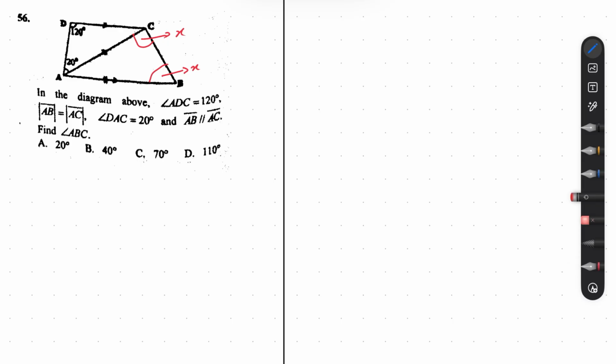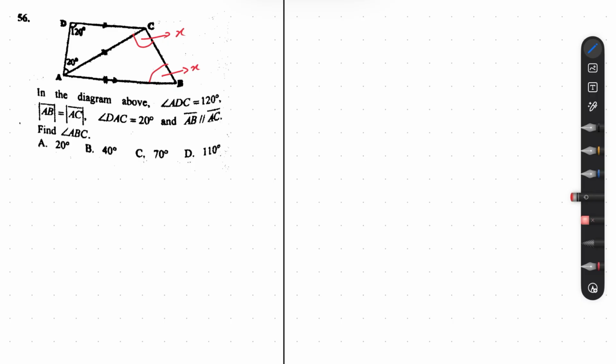And it says angle DAC is 20. This right here is 20. And then it says AB and AC are parallel. I think they mean to say DC and AB are parallel, okay? Not this. Cool? Alright, so let's move on.